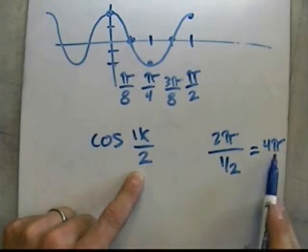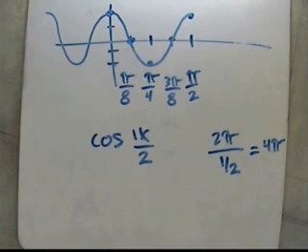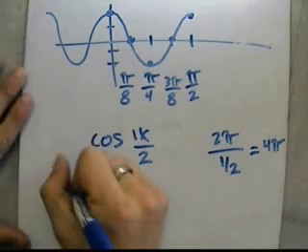Which means your increments on that one are going to be super easy, right? 0, 1 pi, 2 pi, 3 pi, 4 pi. It'd be awesome. I apologize for going over the bell.